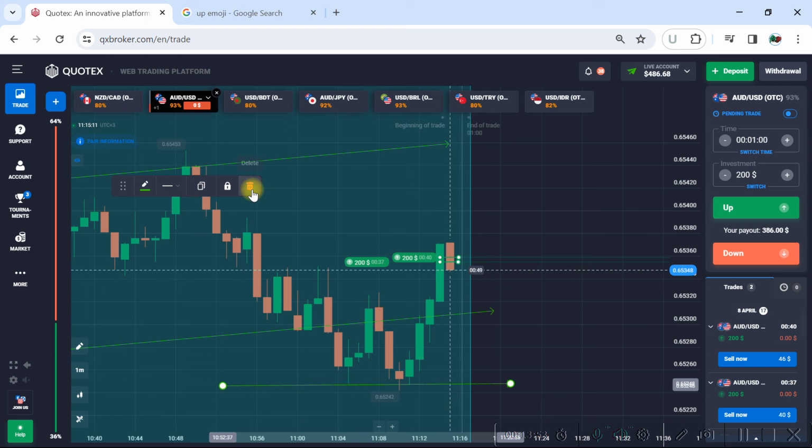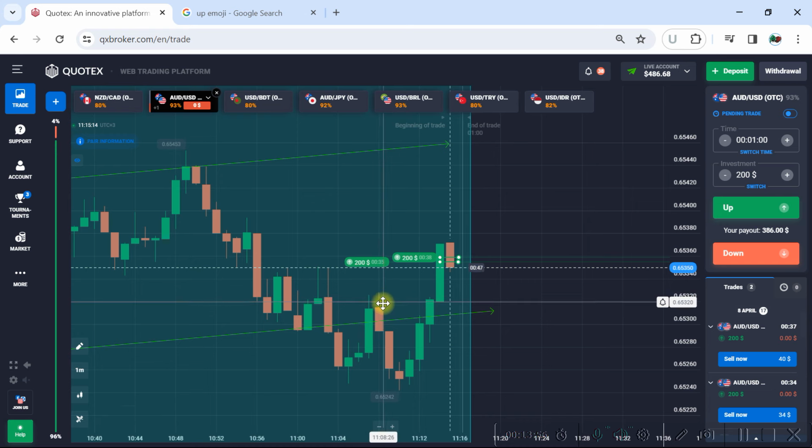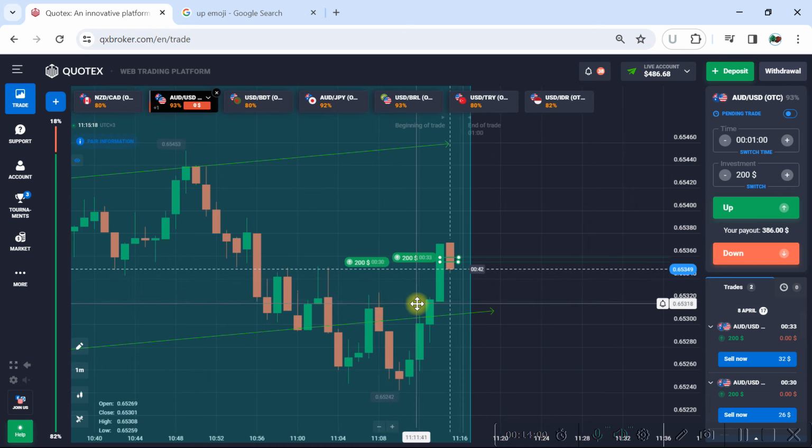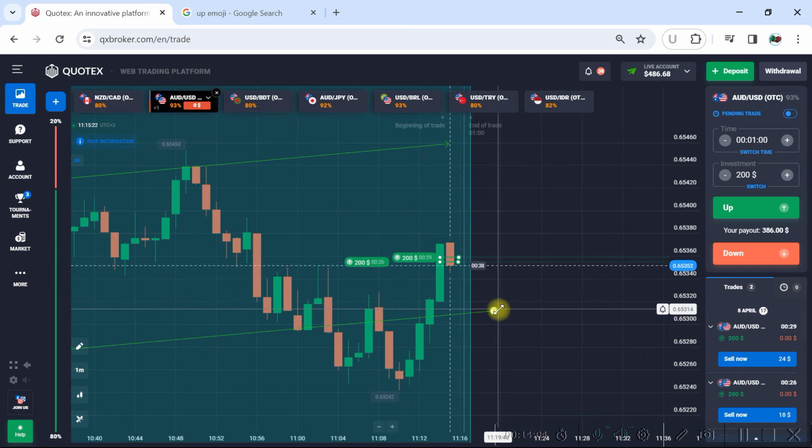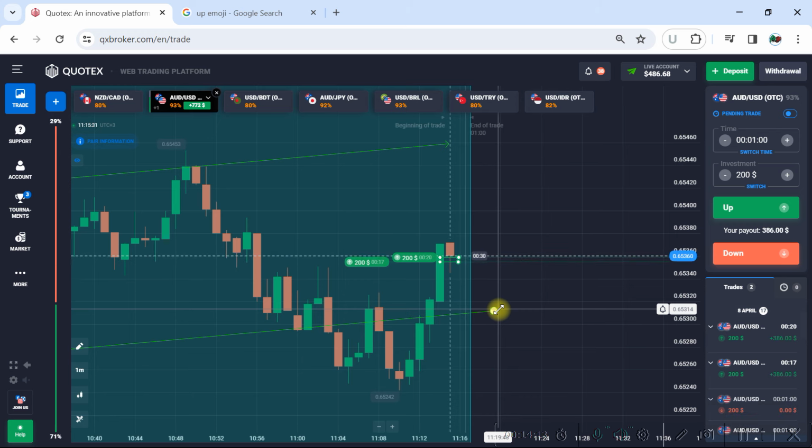I didn't see that earlier. If I had seen it, then I would have traded upwards early enough. Okay, so let's wait and see what happens in the next 25 seconds. So I've placed two trades, each for $200, hoping that price grows.